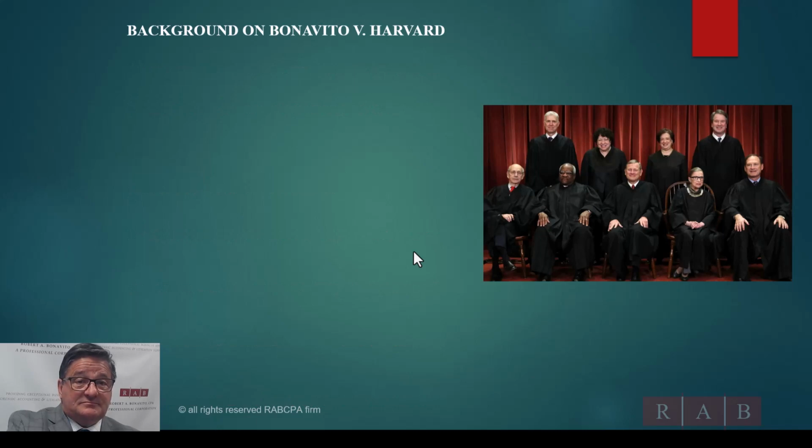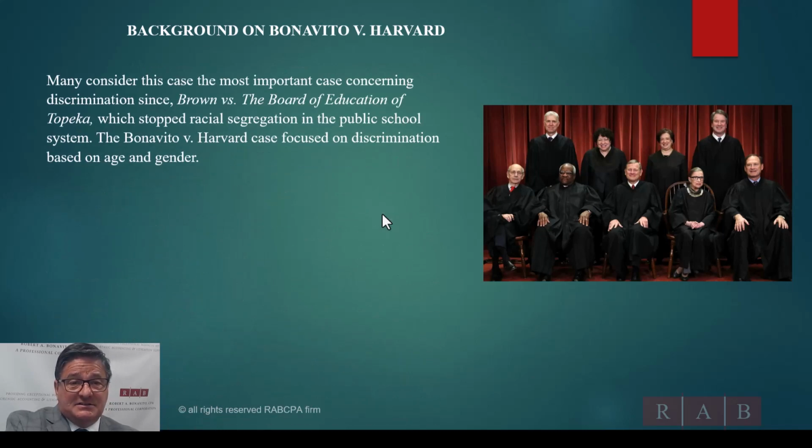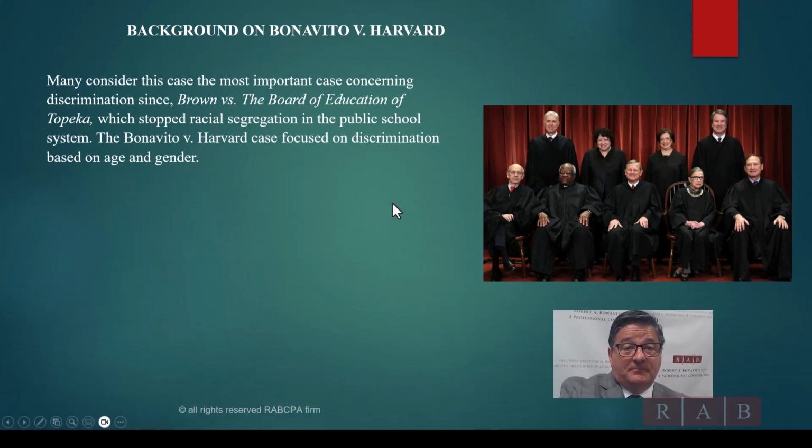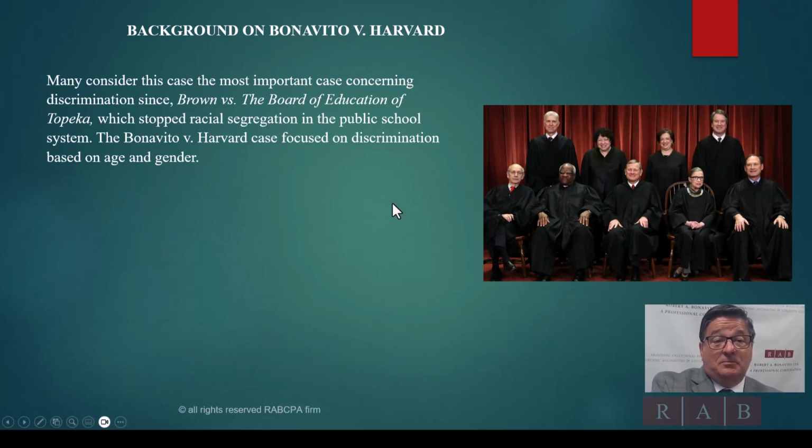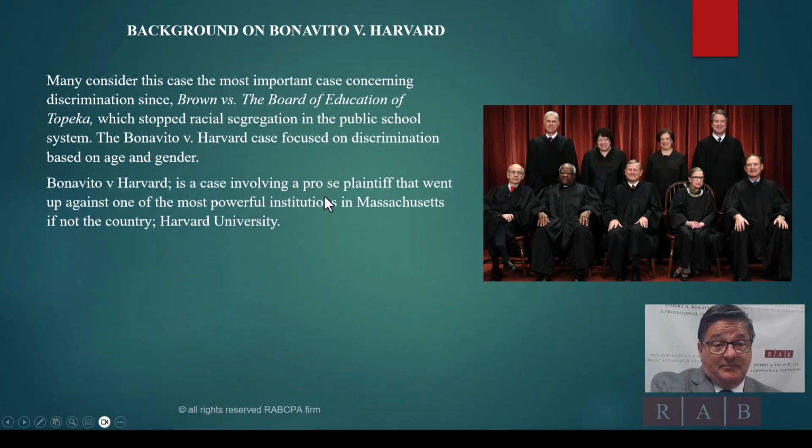Now, here's some background on the case. Okay, many people consider this the most important case concerning discrimination since Brown versus the Board of Education, Topeka, which stopped racial segregation. Now, this case, Bonavito versus Harvard, focuses on discrimination based on age and gender. Bonavito versus Harvard is a case involving a pro se plaintiff that went up against one of the most powerful institutions in Massachusetts, if not the country, Harvard University.